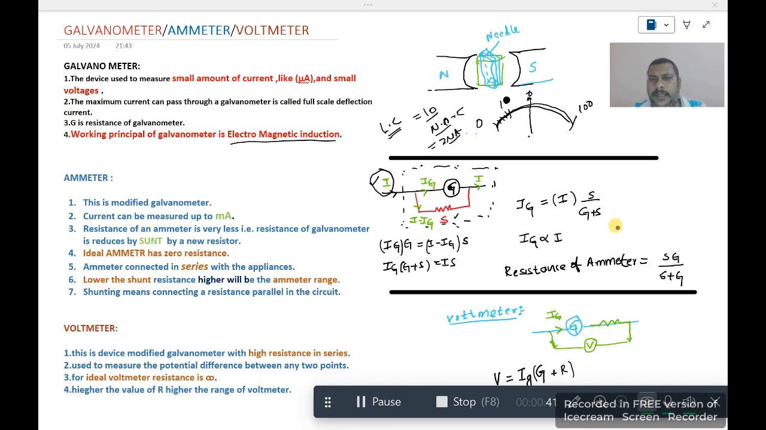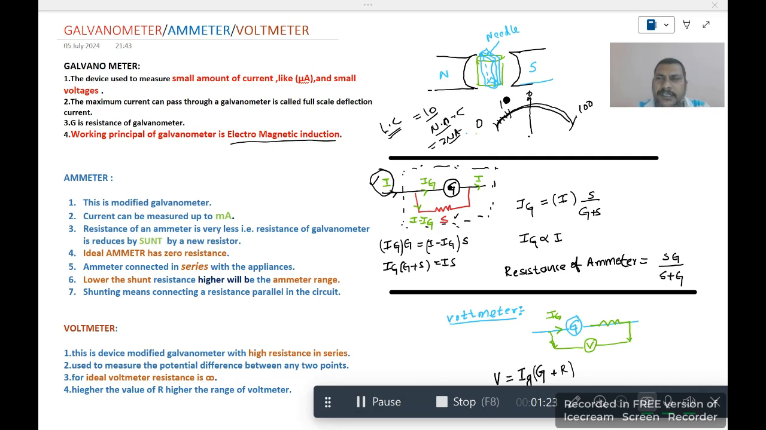So from this you will get the current Ig is equal to I into S by (G plus S). G is the resistance of the galvanometer, and the current is proportional to the reading of the ammeter. It means that for the ammeter reading you want, the shunt resistance should be more. So the resistance of the ammeter is GS by (S plus G). Here S is the resistance connected in parallel to the galvanometer. So this is the resistance of the ammeter, and I is the required amount of current.